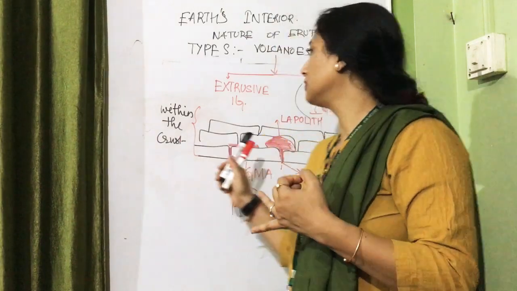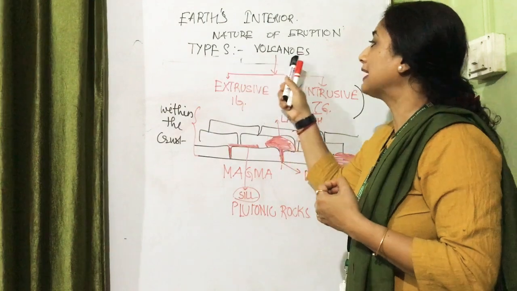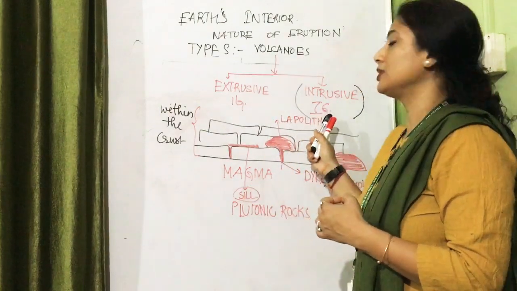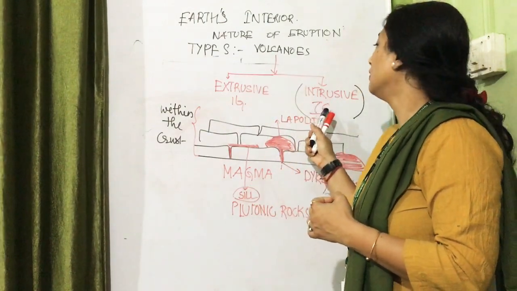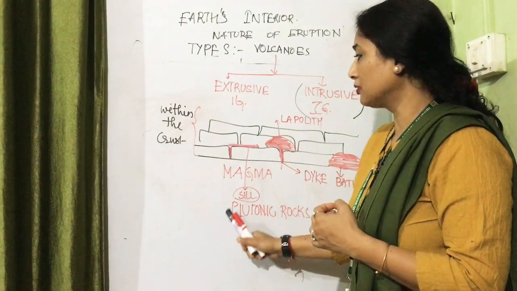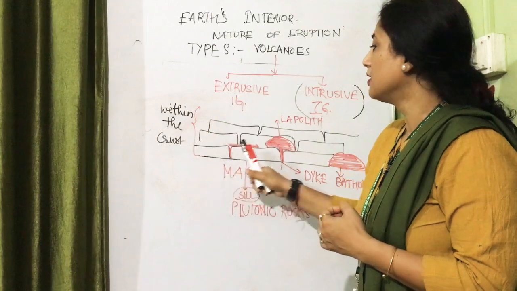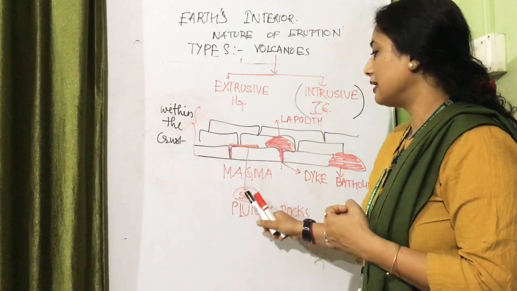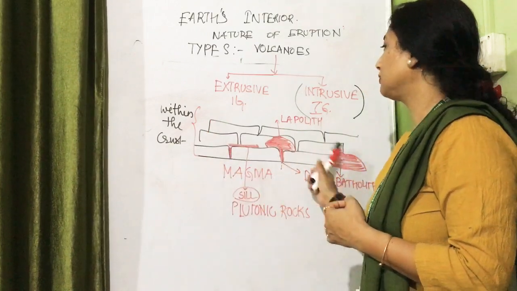Then we did the types of volcanic features, that is intrusive igneous rocks, which can be said to be intrusive features, also known as plutonic rocks, which form within the crust with different shapes, that is sill, dike, batholith and lapolith.